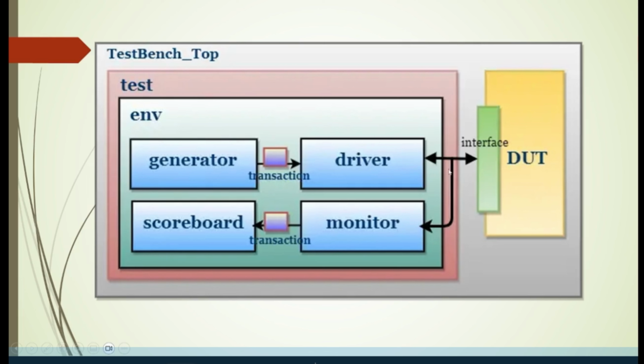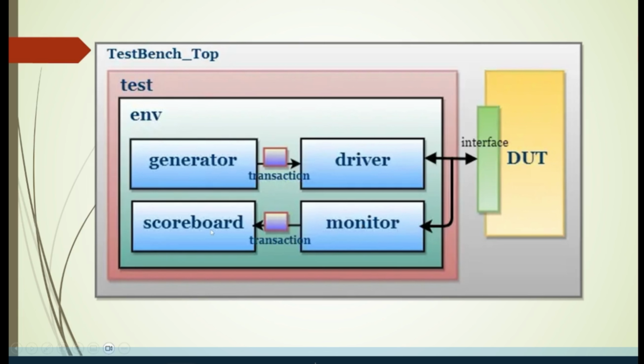So if you see here, what should the monitor consist of? Again the monitor should consist of a virtual interface, transactions. Okay, so it needs to get the information from the DUT. Again it should consist of some mailboxes. Okay, now what happens? The monitor, after displaying everything, needs to send the transaction to the scoreboard.